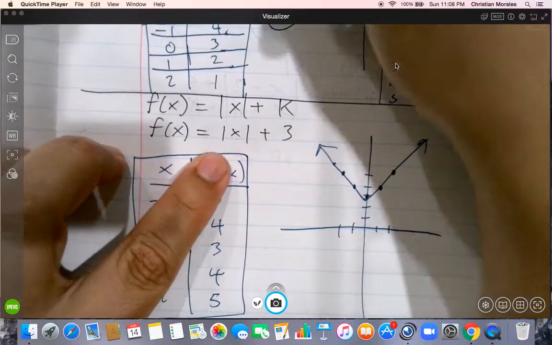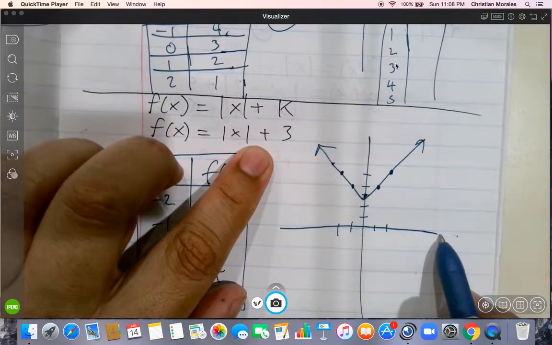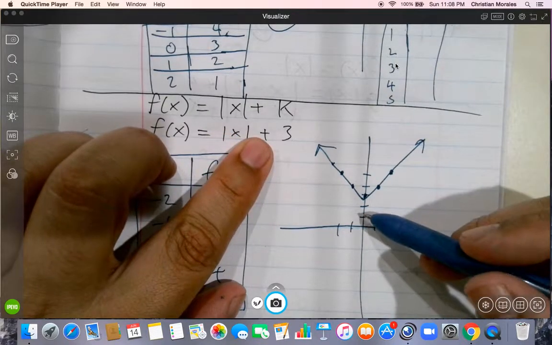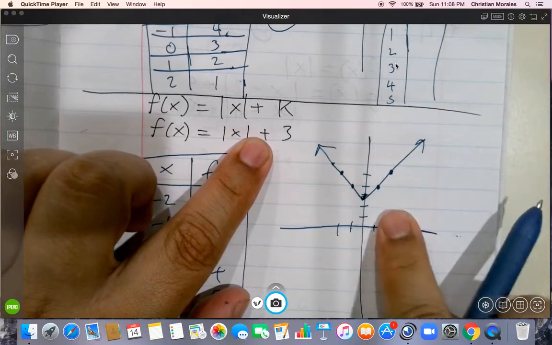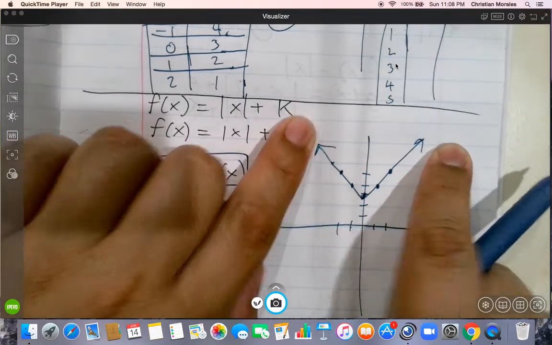If you look at this one, what's your k? 3. Now, not 3 on the x, because it's not on the inside. This is on the outside. Where was it moved? Up there. So there's no way it's going to get lower than that point. It's going to go up from that point.